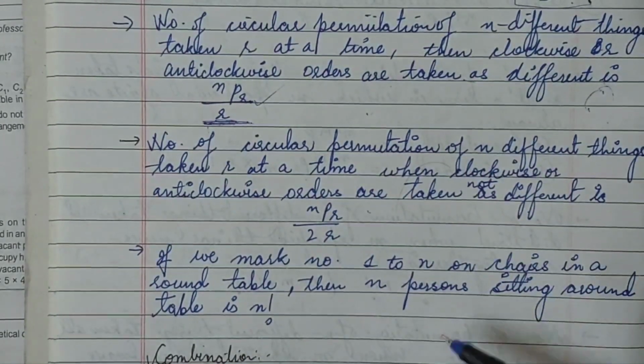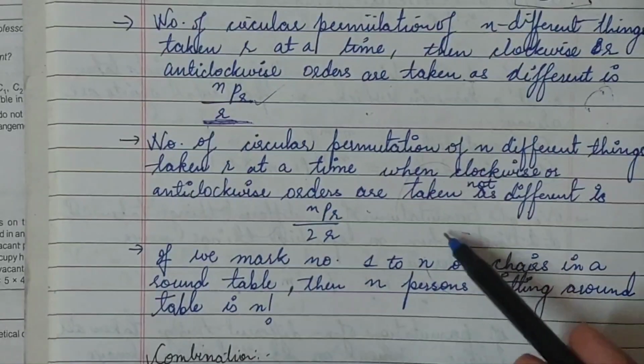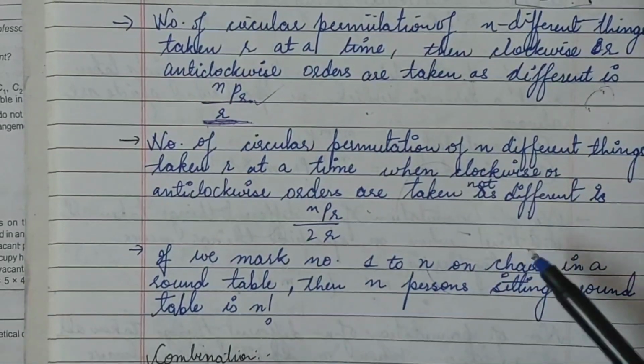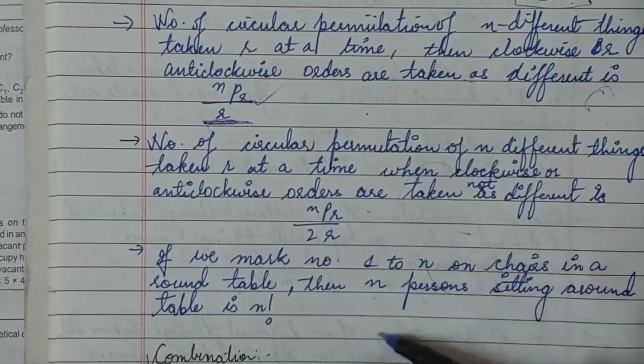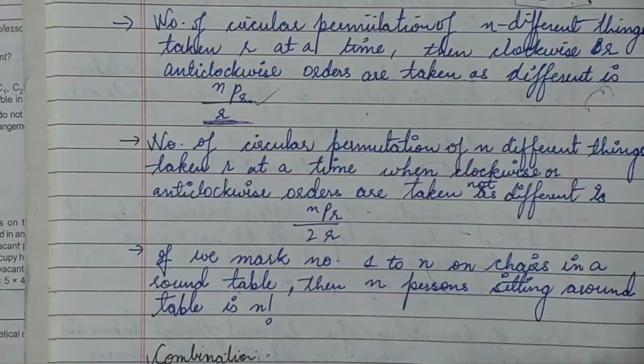If we mark numbers 1 to n on chairs in a round table, then the number of ways n persons can sit around is n factorial. If there are n chairs, then n people will sit on them. So how many ways n people will sit on it is n factorial. That was the very first theorem we had.